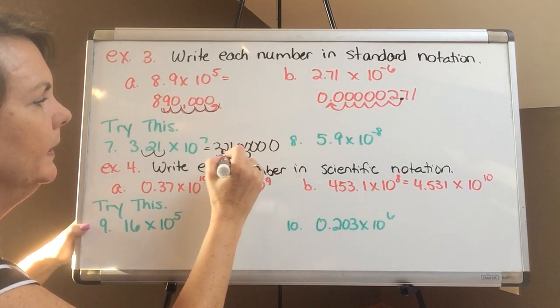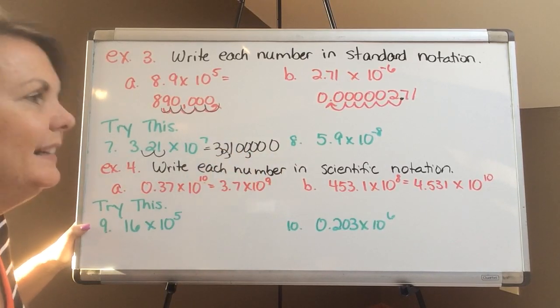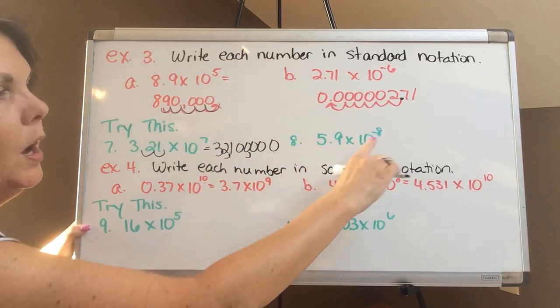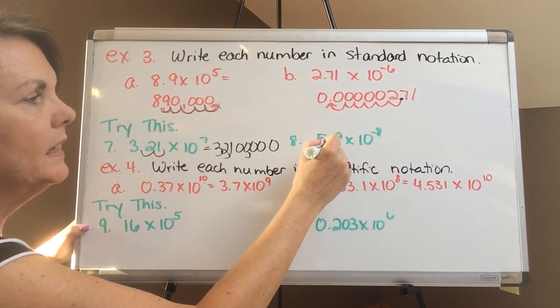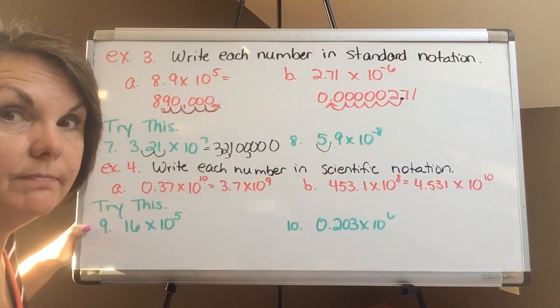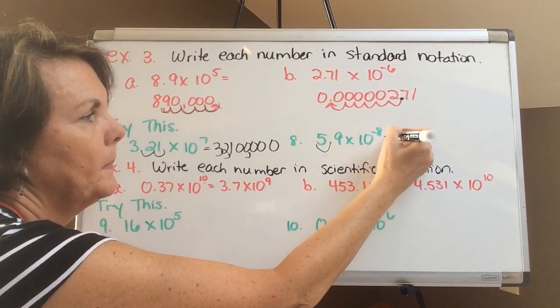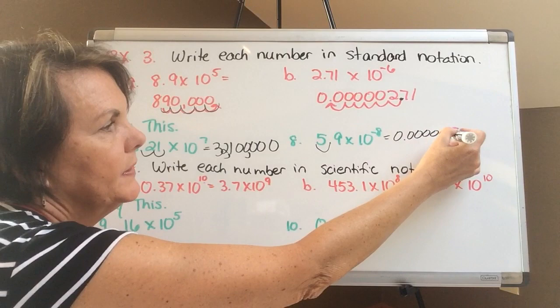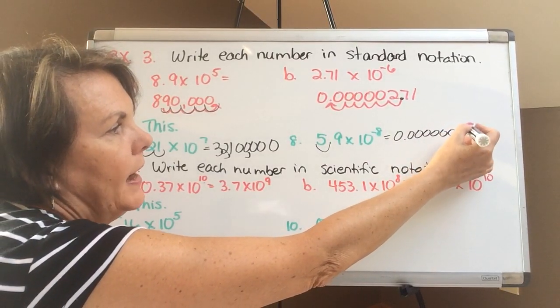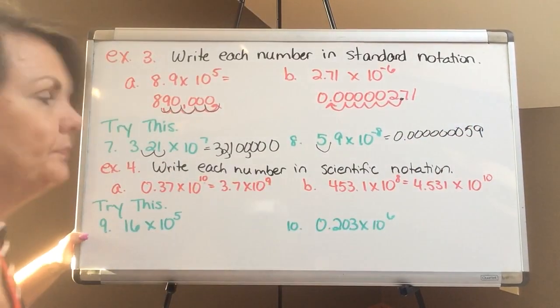And then put my comma in. All right, here I'm going to go to the left 8 places. Well, this gives me 1, so how many zeros? 7. 0.1, 2, 3, 4, 5, 6, 7, 5, 9.